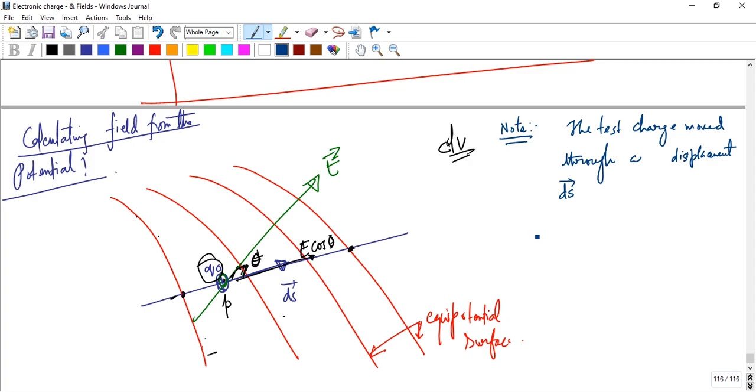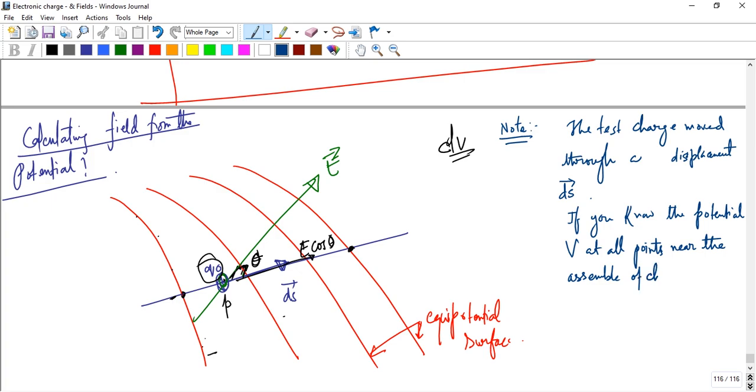If you know the potential V at all points near the assembly of charge, you can draw firmly spaced equipotential surfaces.